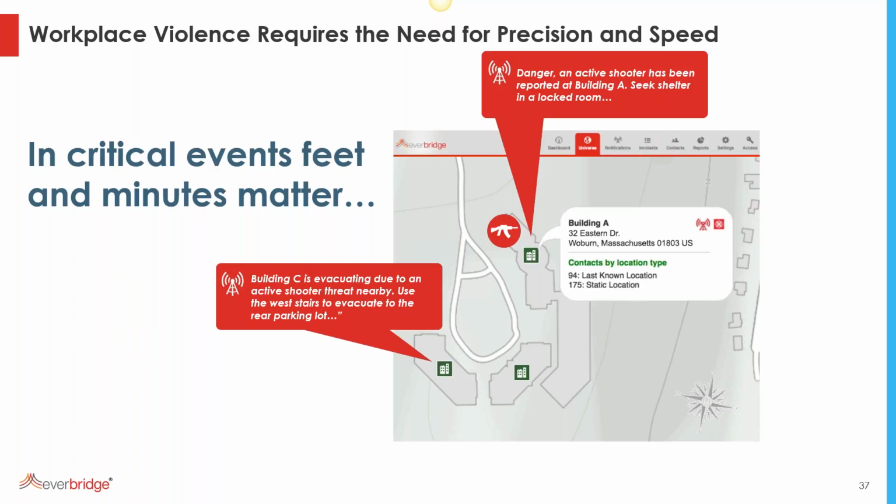So I need to have an accurate idea of who is in building A versus who is in building C. This is where the last known location becomes very important. I need to be able to have an accurate list and then use that list for mustering purposes if I need to.